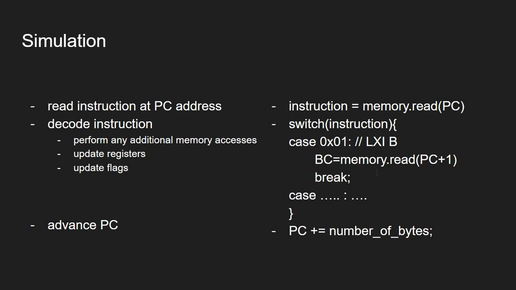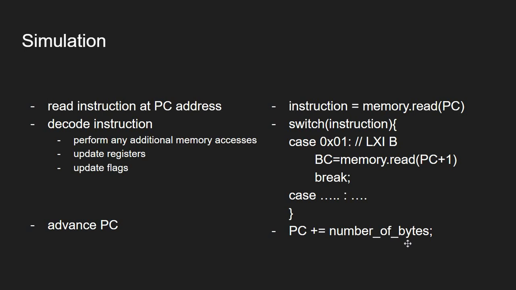Actually, this is one way of implementing it. It's also possible that each time you perform a memory read, you also increment the program counter as needed. So in this case, after reading the instruction memory read program counter, you also increment the program counter by 1. While here BC equals memory read, then you would not need to specify program counter plus one because it would be already incremented. And here you would increment it by two. So in this case, you don't need this last instruction as the program counter is already incremented.